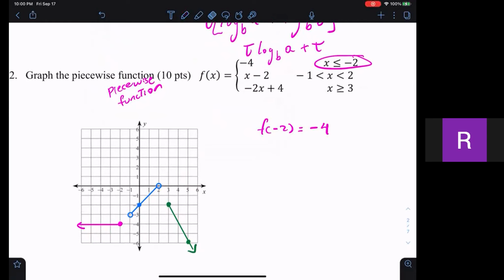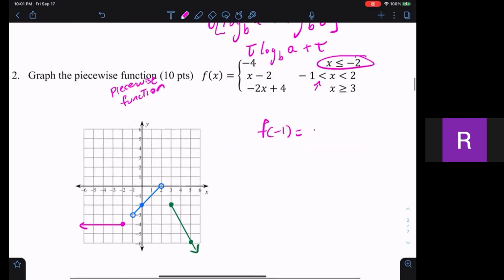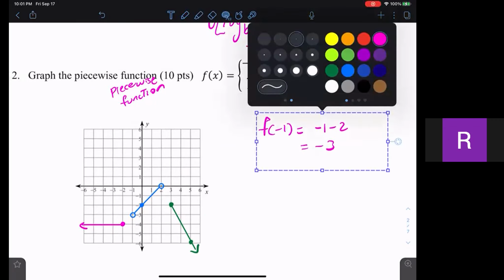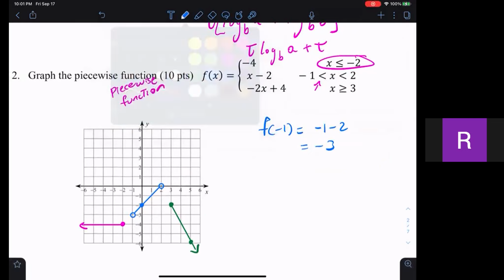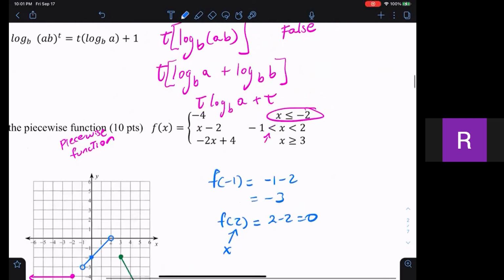Now, that one wasn't that bad. Now, for the second part, you have to plug -1 in f of x. So if you plug f of -1, notice that this is not included, right? So f of -1, it would be -1 minus 2, which is -3. So when x, let me put that in blue so you don't get confused. When x equals -1, the y value is -3, but it's not defined at that point, right? Right here. Now, when f of 2, when x equals 2, then what's the y value? So it will be 2 minus 2 is 0. When x equals 2, the y value is 0.